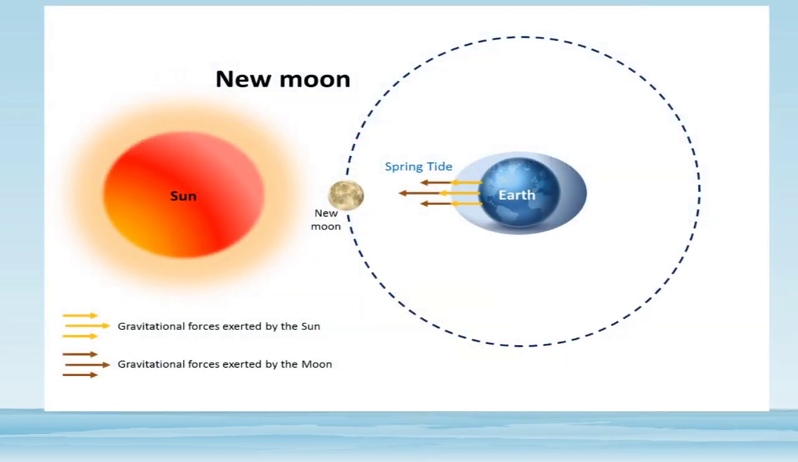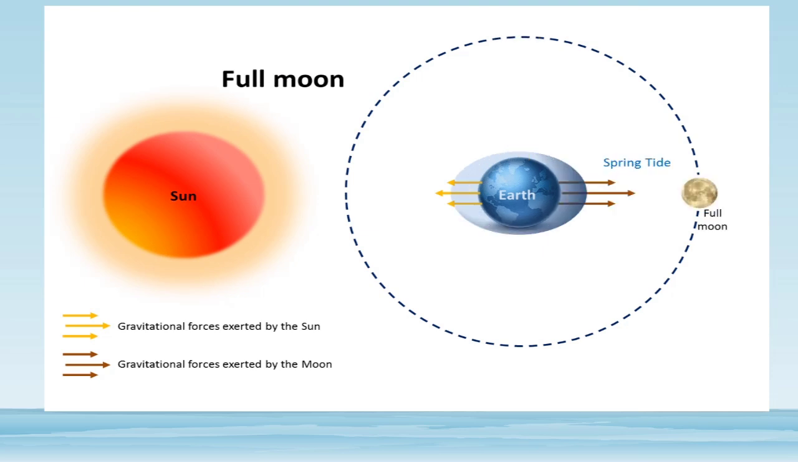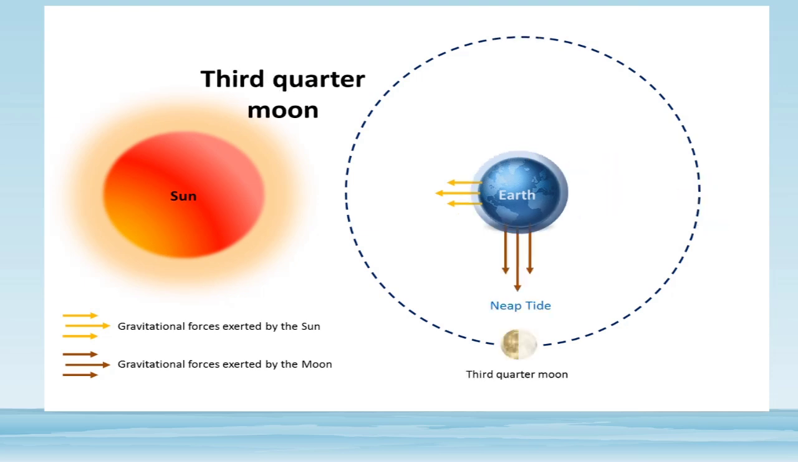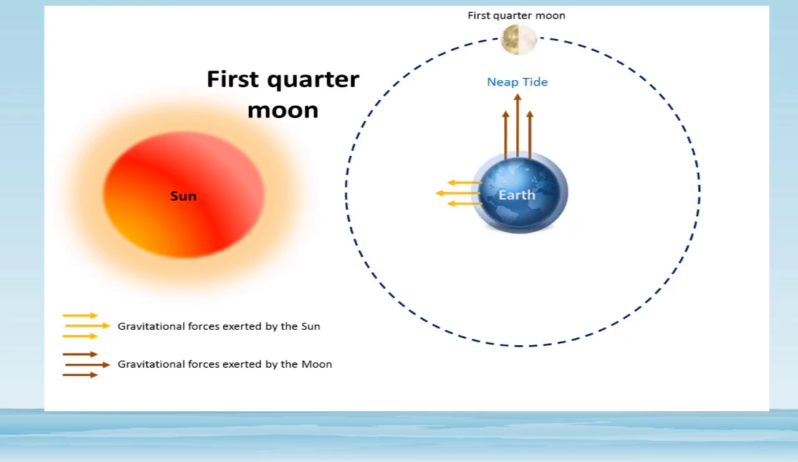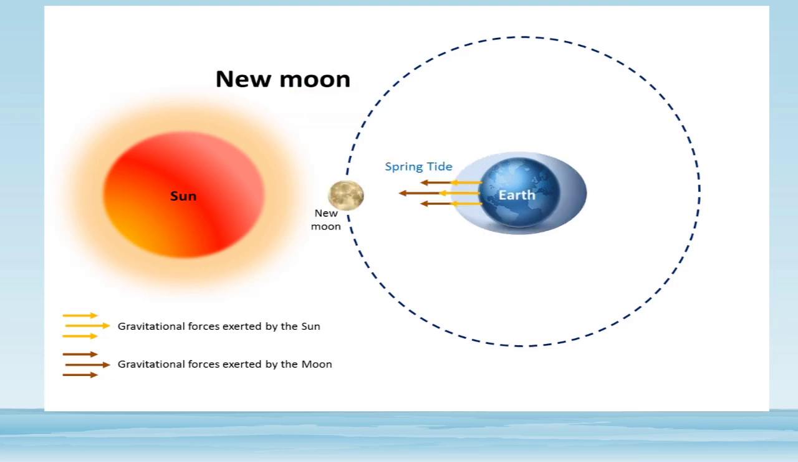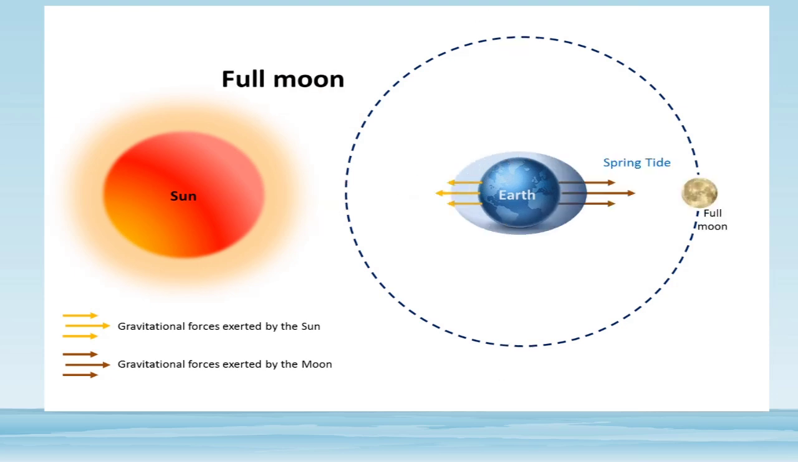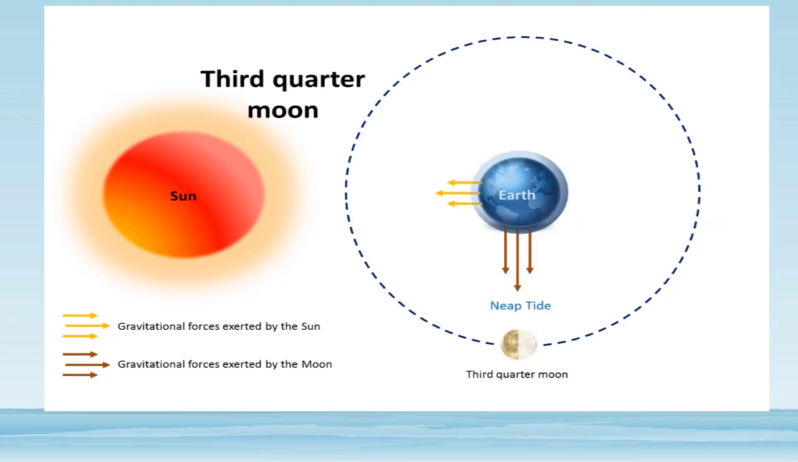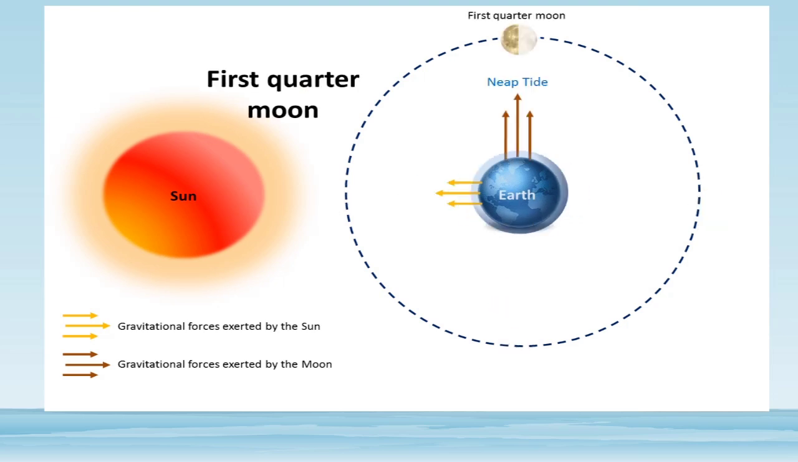Observe this picture carefully. It will help you to understand more clearly. If you observe here, the moon is changing its positions, due to which high tides and low tides are caused. Here is the full moon, then the third quarter moon, new moon, and first quarter moon.